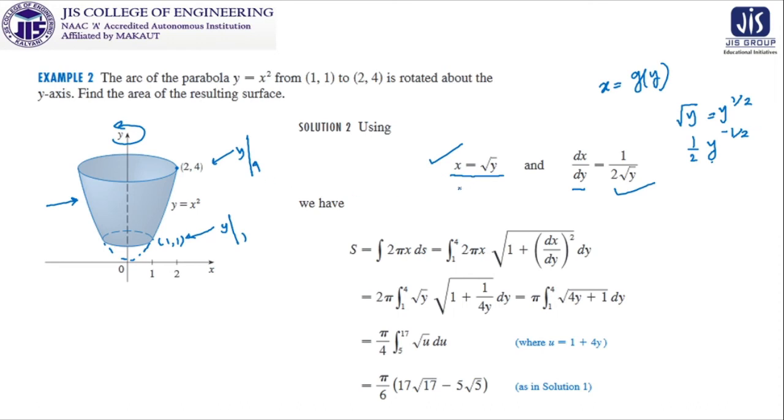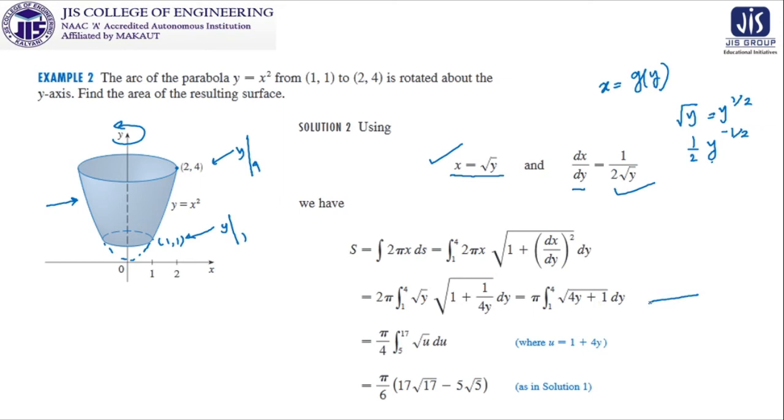Okay. Then nothing is new. 2 pi is constant, it is taken outside. 1 to 4, then in place of x it is root over y that is written, and then we are writing 1 plus (dx/dy) square, and it is 1 by 4y, because 1 by 2 root y is going to be squared, and then dy. So ultimately we get this one, 4y plus 1.